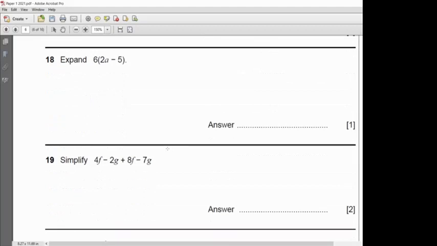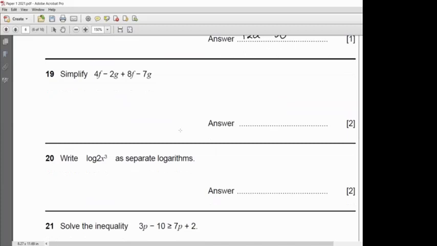Number 18, expand. We have 6 times (2a minus 5). Now the way you expand is this number outside should multiply all the terms inside the bracket. So you have 6 times 2a, and then also 6 times negative 5. So 6 times 2a is 12a, and then 6 times -5, that is negative because positive times negative is negative, and 6 times 5 is 30. So my answer is 12a minus 30.